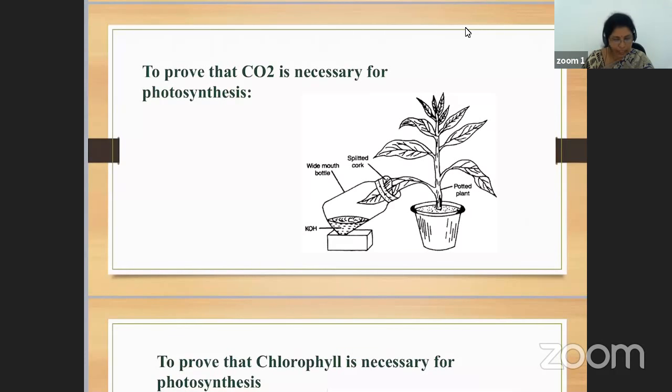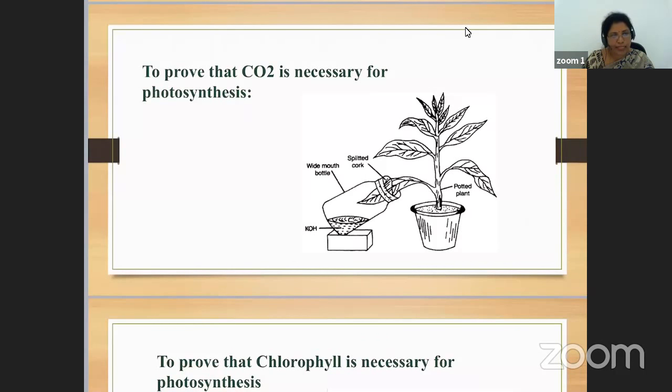Next type of nutrition is saprophytic nutrition. What is it? Saprophytic nutrition is a type of nutrition obtained from dead and decaying plants or animals. For example, fungi, Indian pipe, and Neottia. So what do they do? They release certain enzymes which digest the dead and decaying organisms, and they get nutrition from this. So these are known as saprophytes, and the type of nutrition is known as saprophytic nutrition.